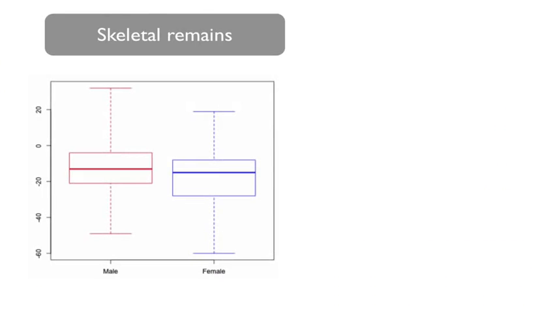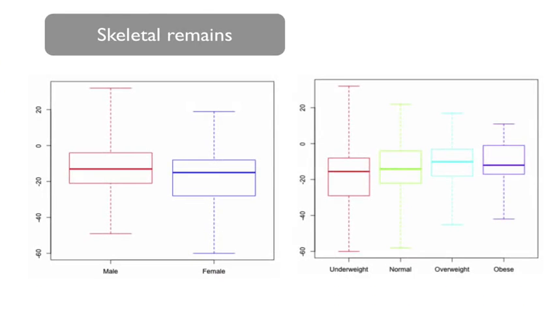Jeff also showed side-by-side box plots for the age difference in the skeletal remains dataset. He considered whether there was a relationship between sex and age differences, as well as mass category and age differences. Try to duplicate his results with the tools learned today.